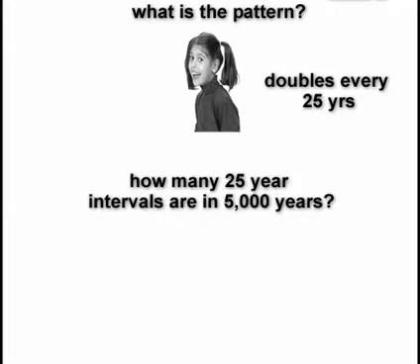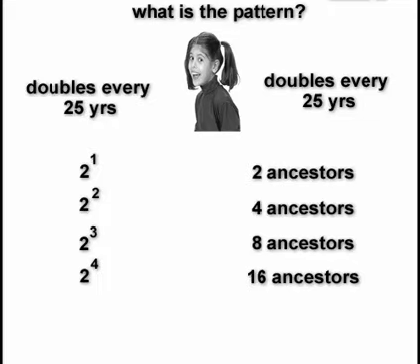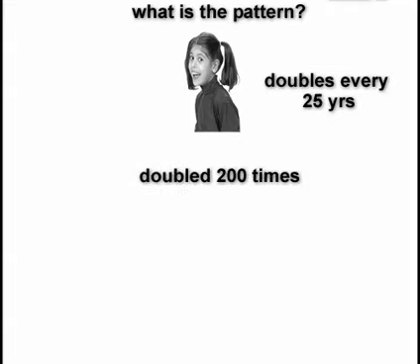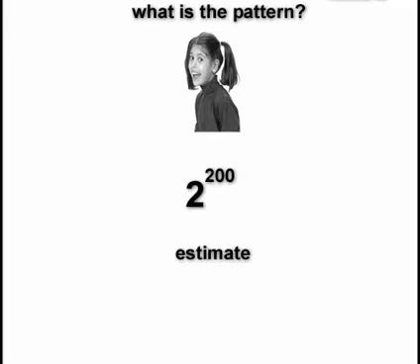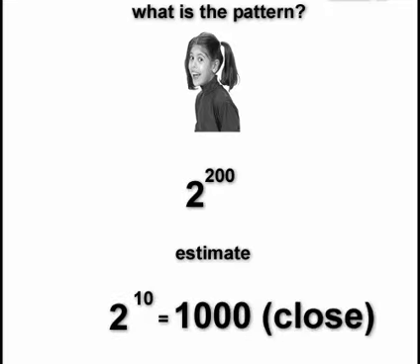So we need to figure out how many 25-year intervals there are in 5,000 years. We can do that by dividing. So we get 200. So every 25-year period is going to be marked with a 1. And now we know that it reproduced 200 times. That's a lot. So that's what it looks like as an exponent. We have to estimate because your average calculator will not do 2 to the 200. Here's a big hint. 2 to the 10 equals 1,024, which is relatively close to 1,000.